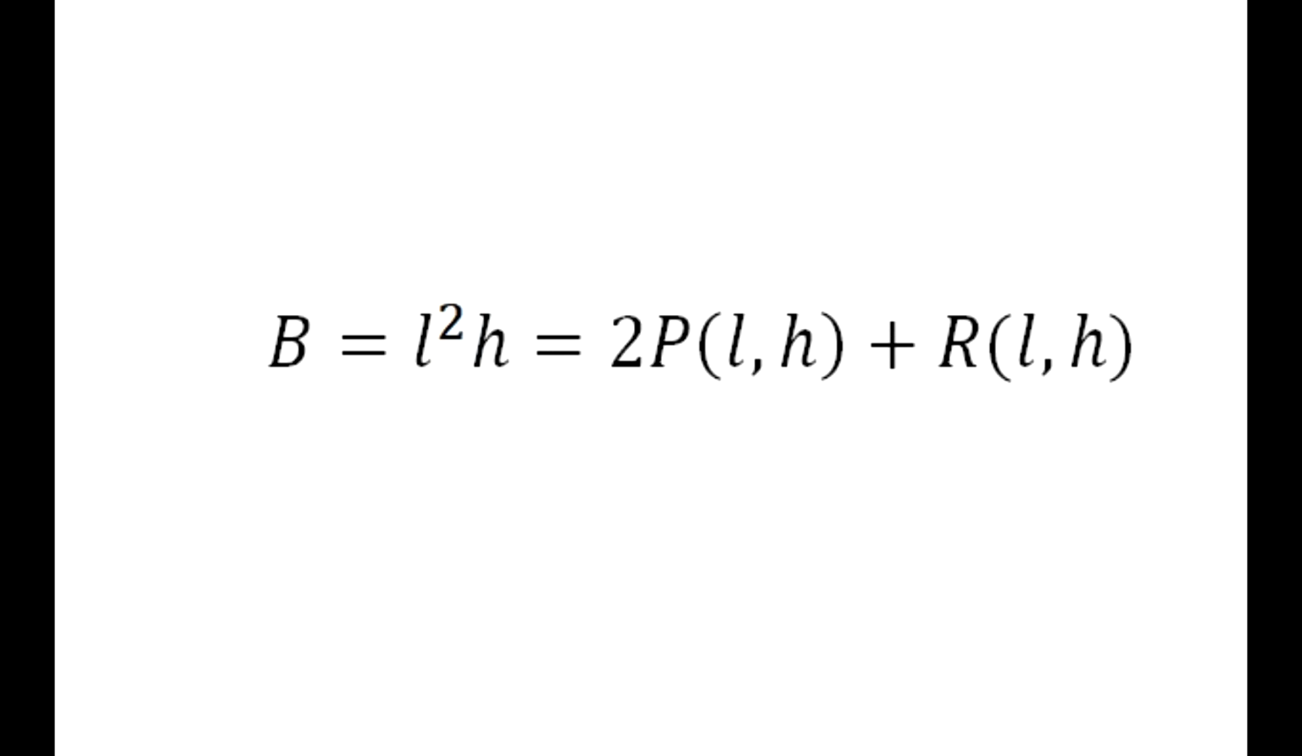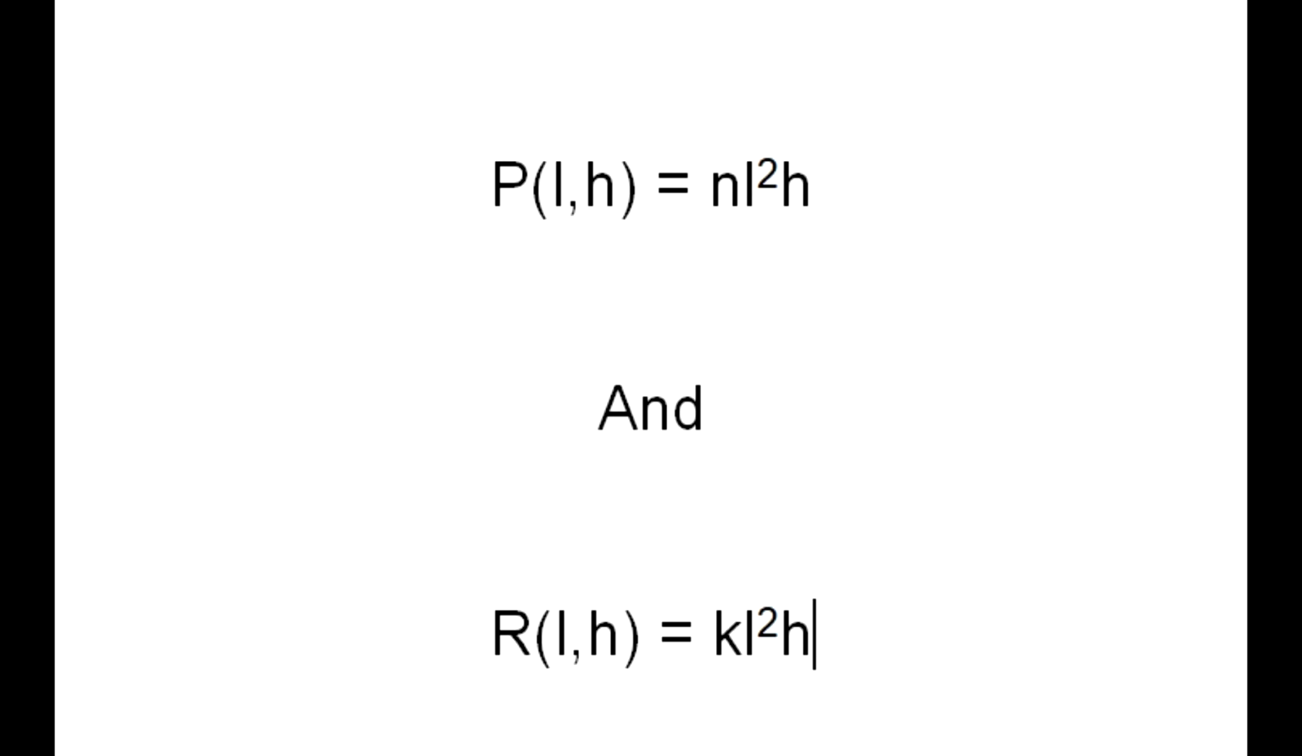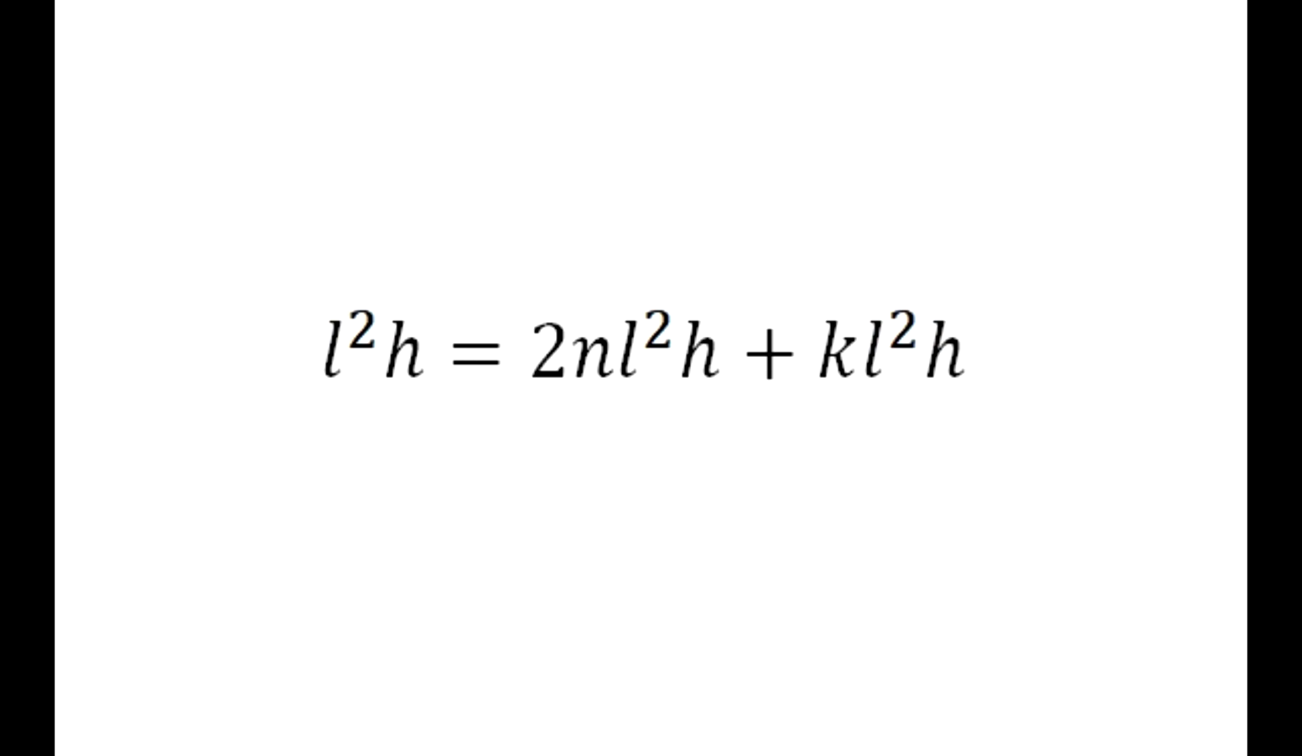The box volume, so L squared times H, equals 2p, function of L and H, plus r, function of L and H. We now revert to the requirement of proportionality to argue that p and r must be multiples of L squared H. Specifically we have, thus we can write, we see that L squared times H is removed by division and we have a formula which relates N to K. We also know that we can disregard K equals 0 since the wedges of volume R have a non-zero volume.